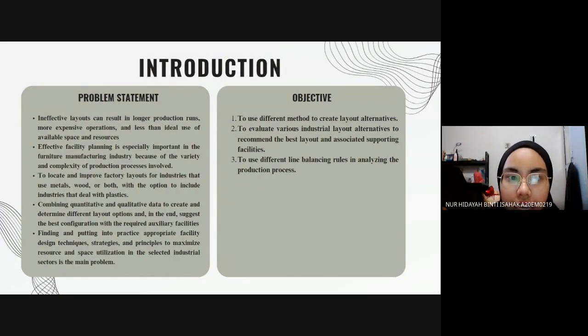The problem statement states that ineffective facility layout can lead to several operational inefficiencies such as longer production runs, increased operational costs, and suboptimal use of space and resources. This problem is particularly pronounced in the furniture manufacturing industry, where the complexity and variety of production processes demand effective facility planning. Our project focused on locating and improving factory layout for industry using metal, wood, or both, with the flexibility to include industry dealing with plastic. We aim to combine quantitative and qualitative data.